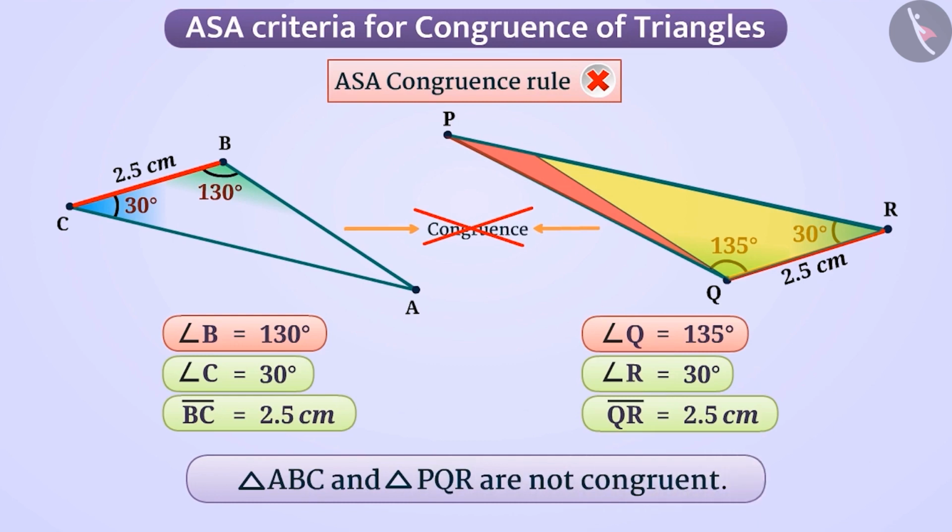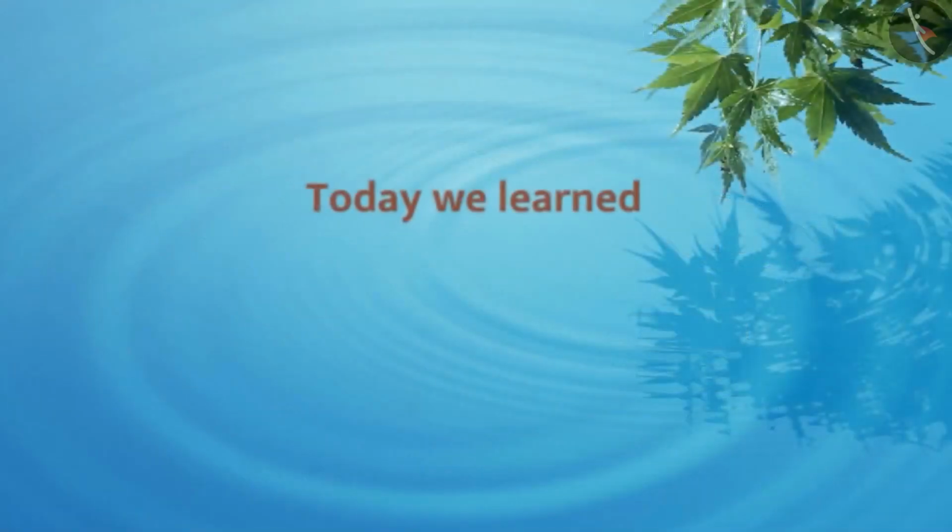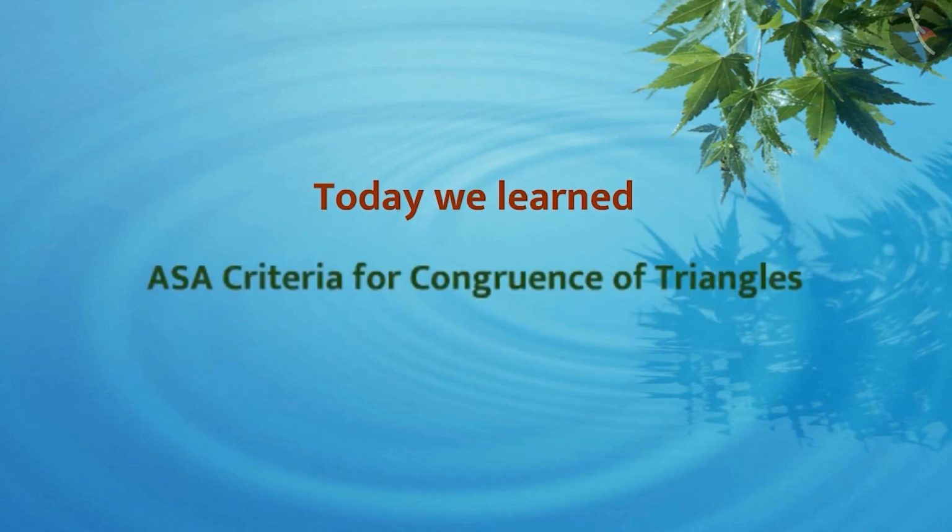By now, you must have understood the ASA congruence rule. Today we learned about the ASA criteria for congruence of triangles. In the next video, we will solve some examples related to them.